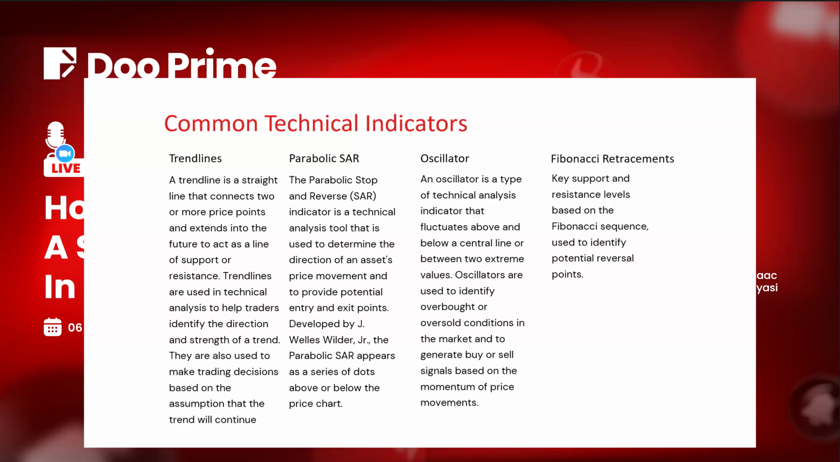The parabolic stop and reverse, that's its name, parabolic SAR. The indicator is a technical analysis tool that is used to determine the direction of an asset's price movement and to provide potential entry and exit points.